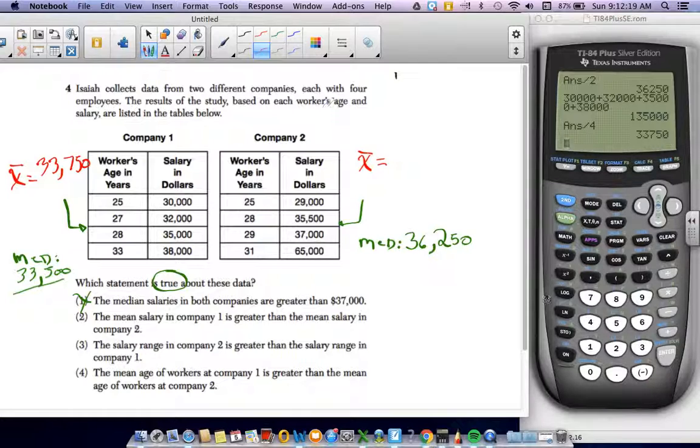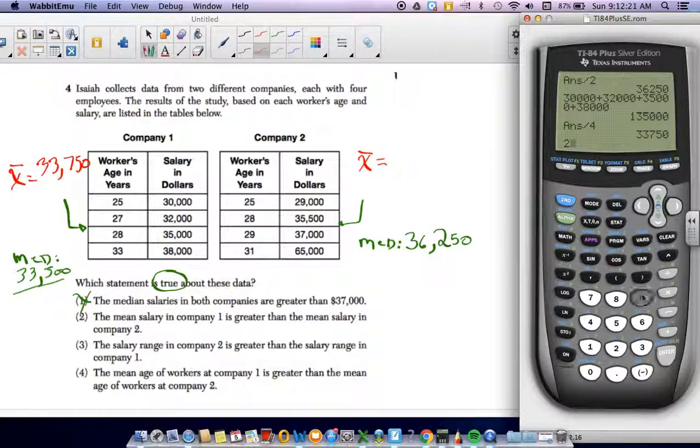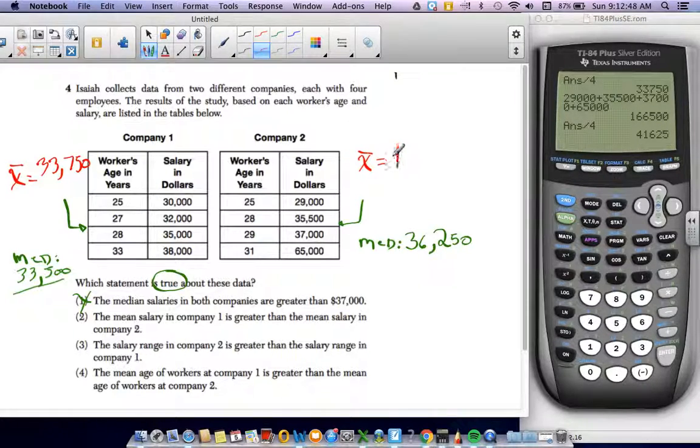On the right, we could have also used one var stats for this one. It wasn't too many figures, so we didn't really have to go crazy with the table and the list, but we could have gotten the median and mean a little bit more directly. But in this case, we're only dealing with 4 figures. Okay, and dividing by 4, we get a mean of 41,625.